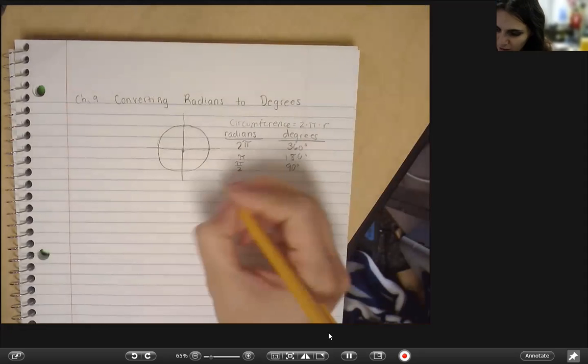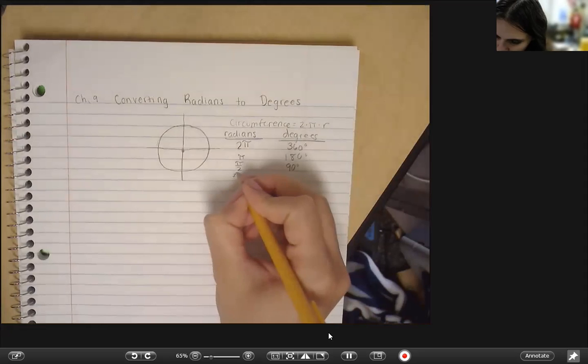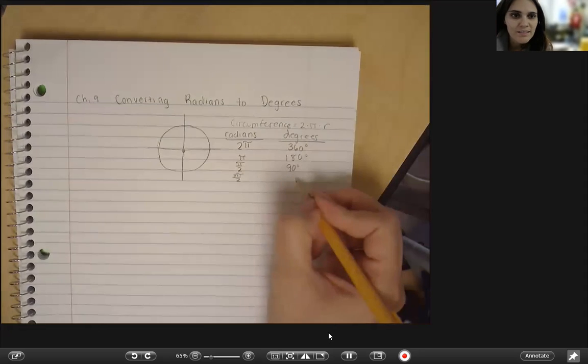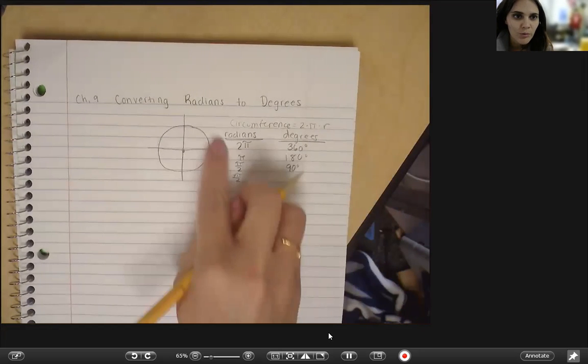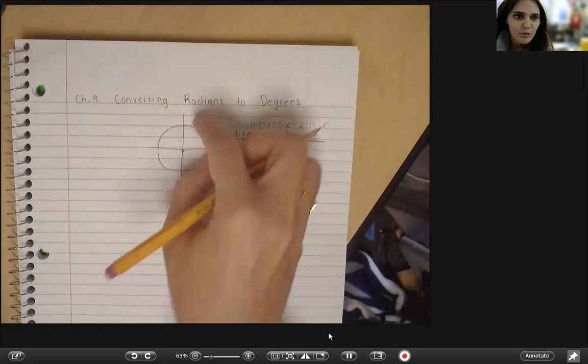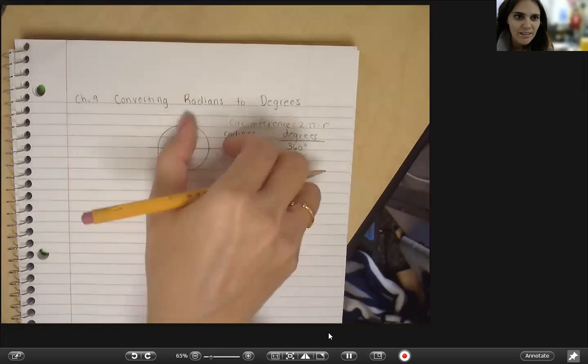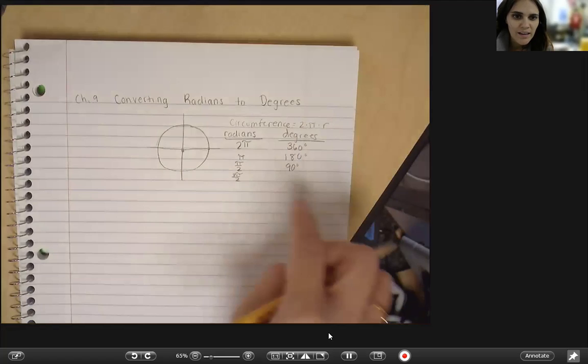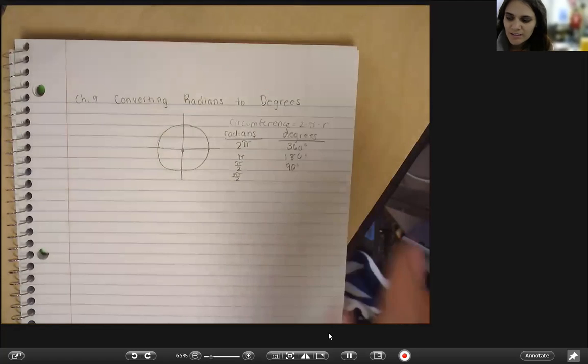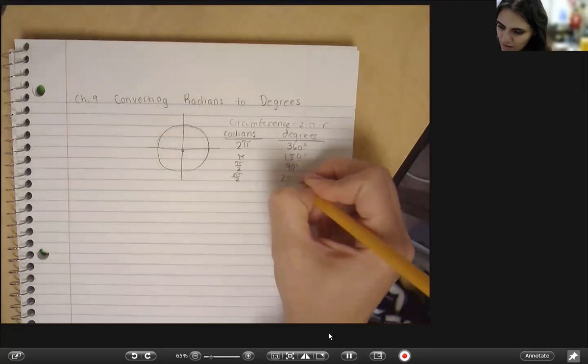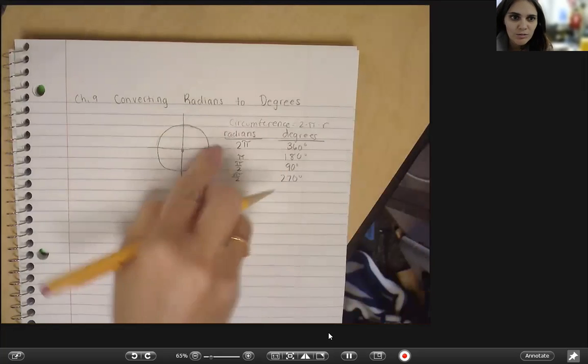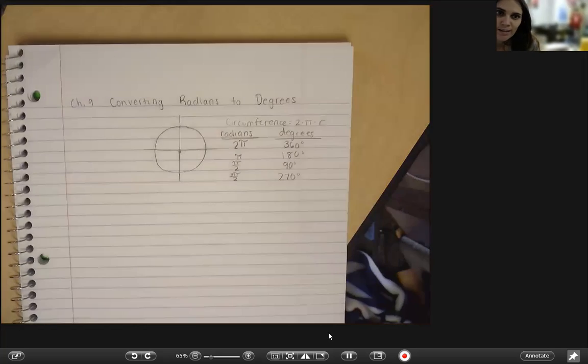What about down here? We said that's 3 pi over 2. What is that in degrees? It's 3 halves. 3 halves of the pi. And how many 90 degrees is that? 3 90 degrees, and 3 times 90 is 270. So if we were to jump off our snowboard and then we landed facing that way, we did a 270.